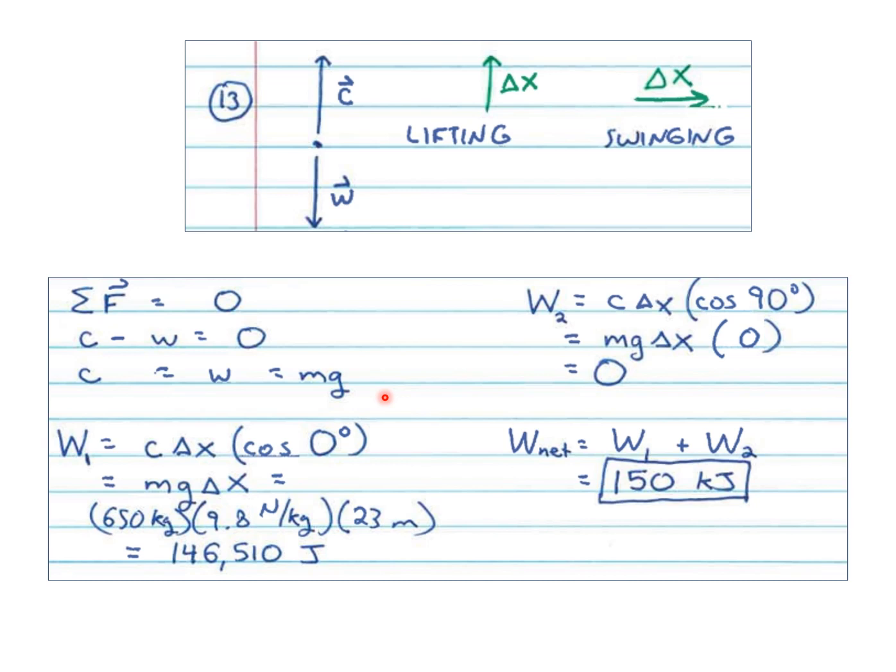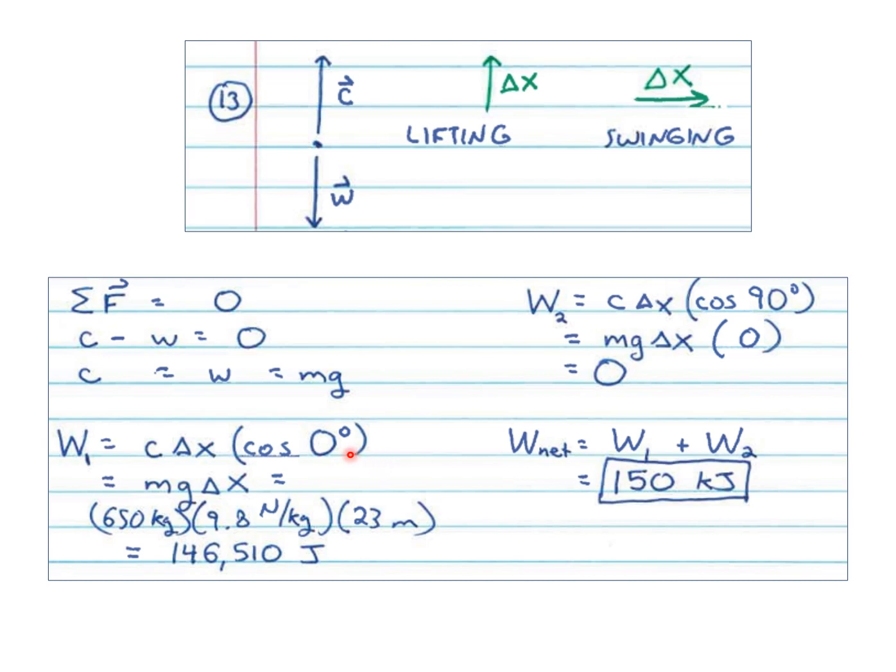Now keep in mind the differences between the w's. Here I've used a lowercase w for weight, but we're going to be solving for work, which is my uppercase W. Let's first solve for the work when it's lifting straight up. I've called that W sub 1. That is the force of the crane, C, times displacement times cosine of 0 degrees, because it's a 0-degree angle between the displacement and the force of the crane.